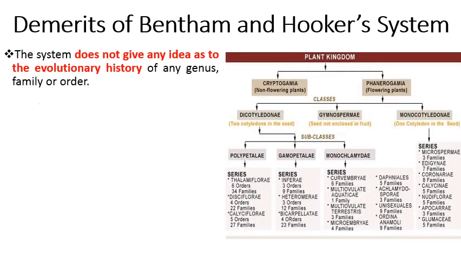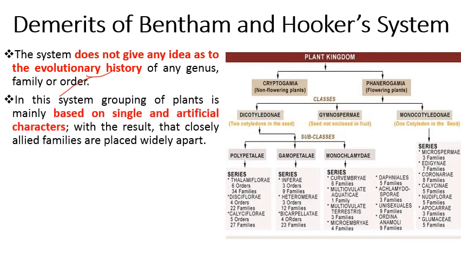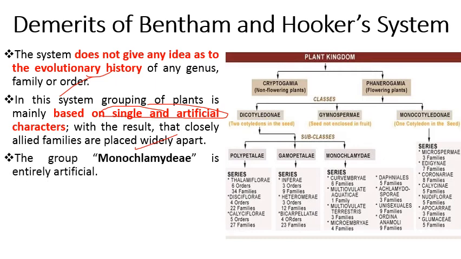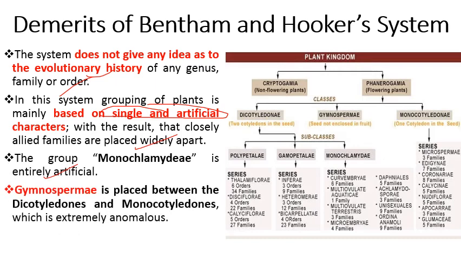Next comes demerits of Bentham and Hooker system of classification. So the first important demerit of this classification is that the system does not give any idea of the evolutionary history of any genus or family or order. In this system, grouping of plants is mainly based on single and artificial characters, with the result that closely allied families are placed widely apart. The group Monochlamydeae is entirely artificial. Then one major demerit of this classification is that Gymnosperm is placed between the dicotyledons and monocotyledons, which is extremely anomalous, which is completely wrong.